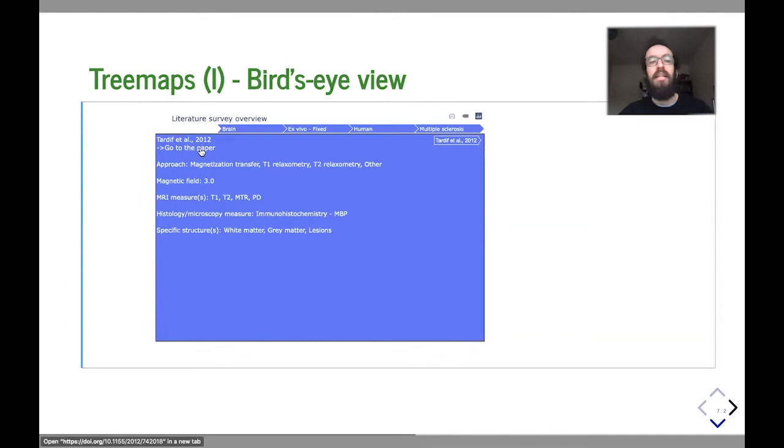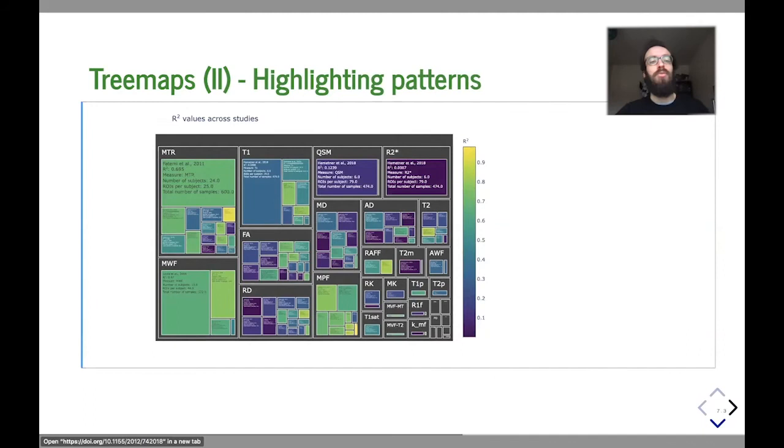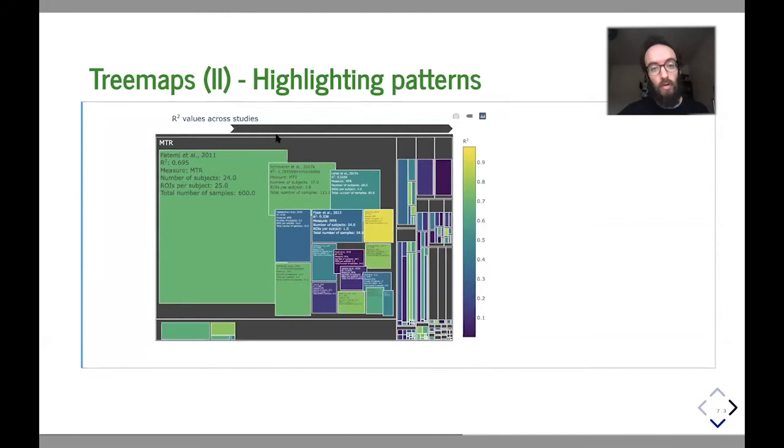Another way that tree maps can be used is to highlight collateral information. Like in this example, we have the color that is proportional to the coefficient of determination, that in our study was the effect size. And the size of each of the boxes is proportional to the sample size. So you can look at studies where the sample size was small and the effect size was big.